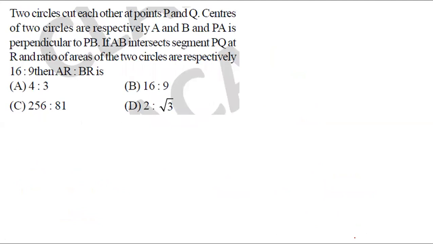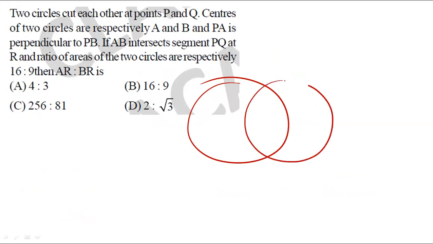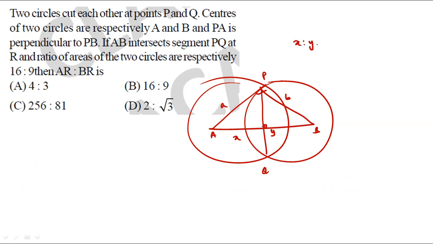Two circles cut each other at points P and Q. Centers of the two circles are represented by A and B. PA and PB are perpendicular. See, one circle, another circle. So PQ and centers are A and B, and it is a right angle, he says. And see, always this line will also be a right angle. If I take it as X and this is Y, this is A and B, you are drawing a perpendicular on the hypotenuse. You remember what X is to Y?